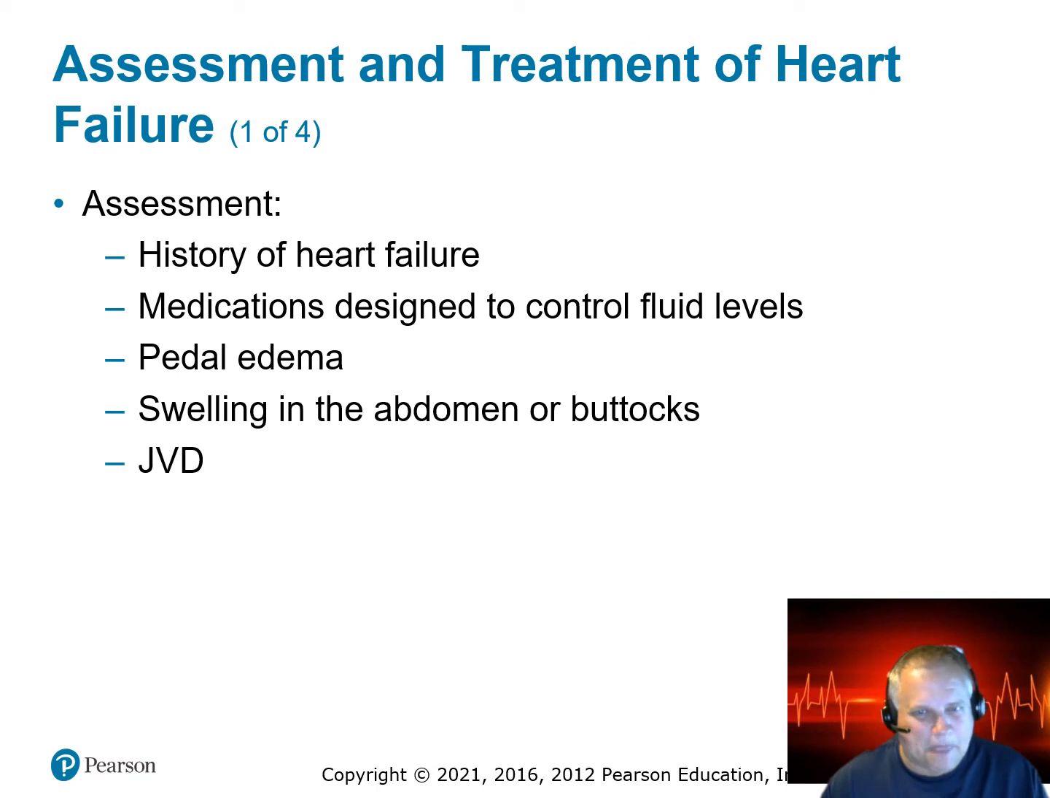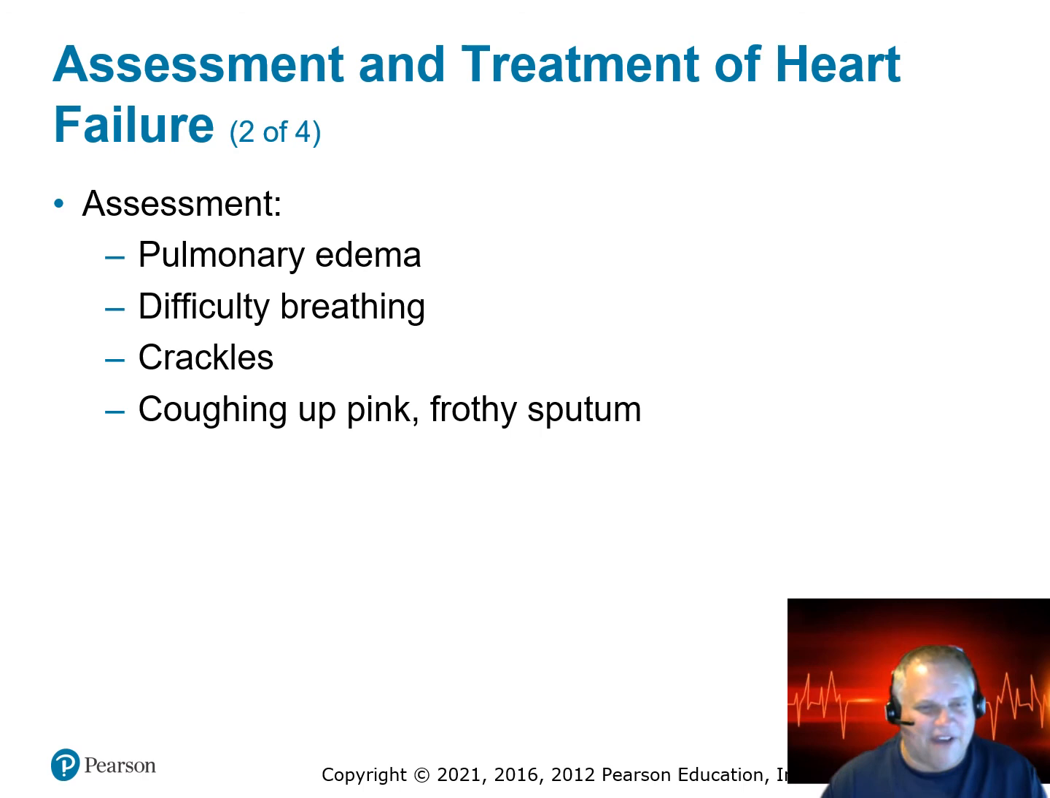So, assessment of the heart failure, you have a history. Medication for controlling fluid levels, Lasix, big one there. Pedal edema, swelling of the belly and the buttocks, JVD, jugular vein distension, all things telling you the fluid is backing up in the system. So you find pulmonary edema when you listen to the lungs, difficulty breathing, crackles, pink frothy sputum, all bad things saying there's backup into the lungs.